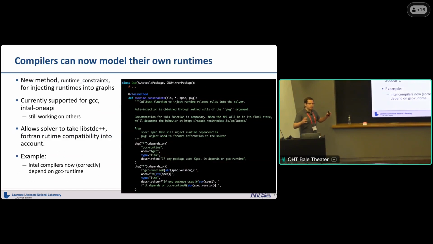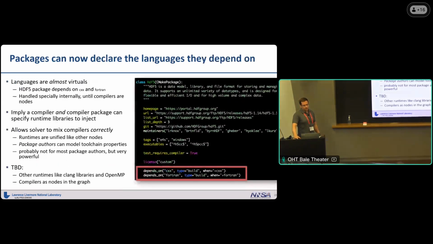And so this is all moving towards being able to recycle binaries more effectively, right? Compilers can now model their own runtimes. So you can take libstdc++ and Fortran runtime compatibility into account. Intel compilers now correctly depend on the GCC runtime, so you can actually see this in the DAG, and the concretizer can reason about it, and that's a big benefit that will help make sure that we can reuse binaries as much as possible.